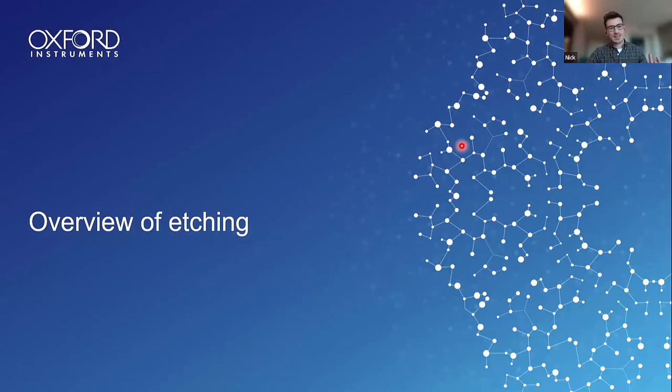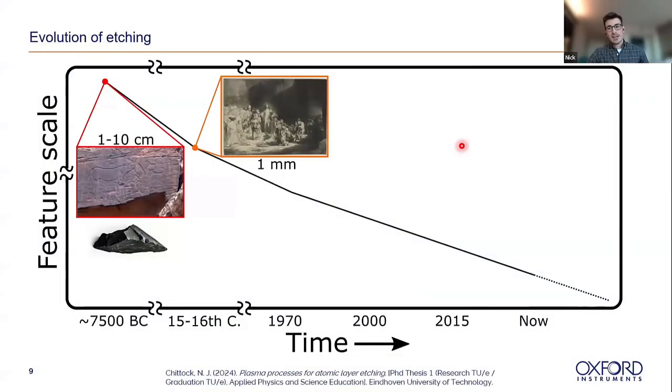And I'll now move on to give an overview of etching and how it's progressed over the years. I think etching is one of these technologies, maybe a bit like fire, that has been fundamental to humanity for a very long time. And it's always been a way of transferring knowledge from one generation to another.